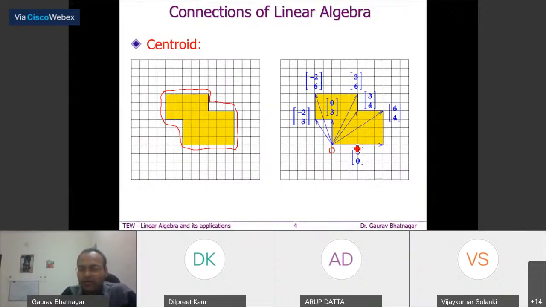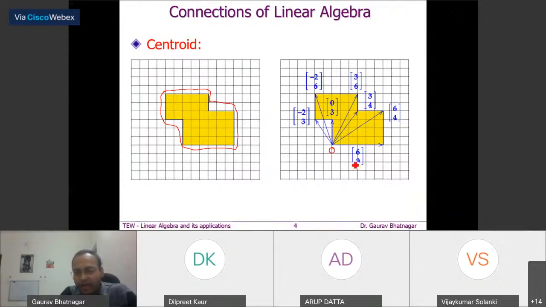Because when we talk about area and such things, they are going to be positive quantities most of the time, so it is not going to make much difference. But if you take the lower corner as the origin, then things will be in the positive direction, so everything is going to be fine.